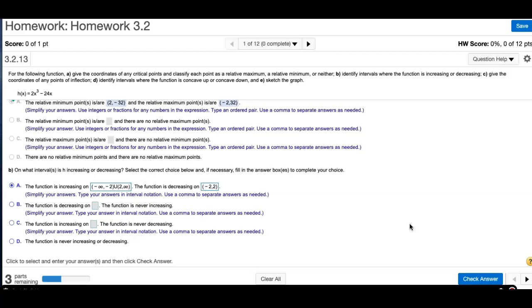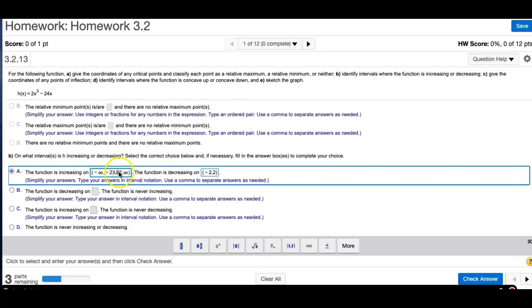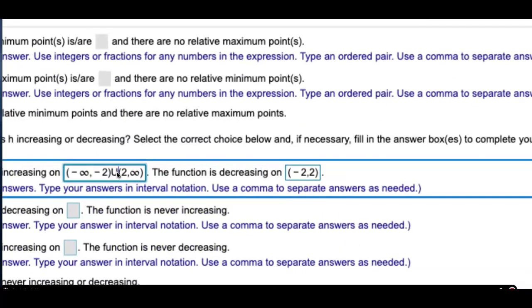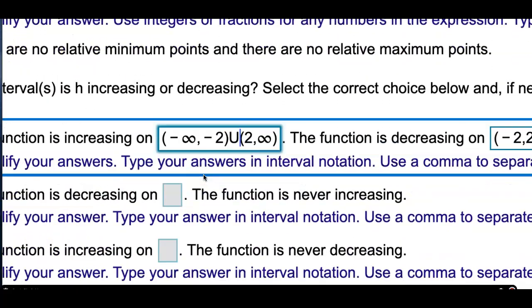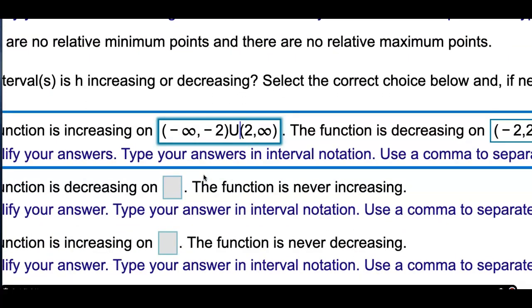Well, I'll click on check answer one more time. Oh, maybe they never wanted the union symbol. You see how I put a U here? Maybe they never wanted the union symbol. They said use a comma. So I'll get rid of the U and I'll put a comma here, okay?